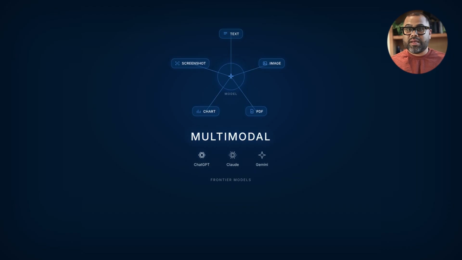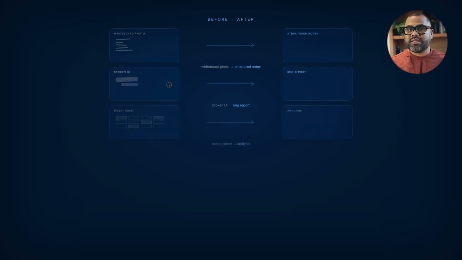Modern frontier models are multimodal, which means they can handle more than just text. They can read images, parse PDFs, look at charts, understand screenshots. This is not a gimmick. It's a step change in what you can ask them to do.